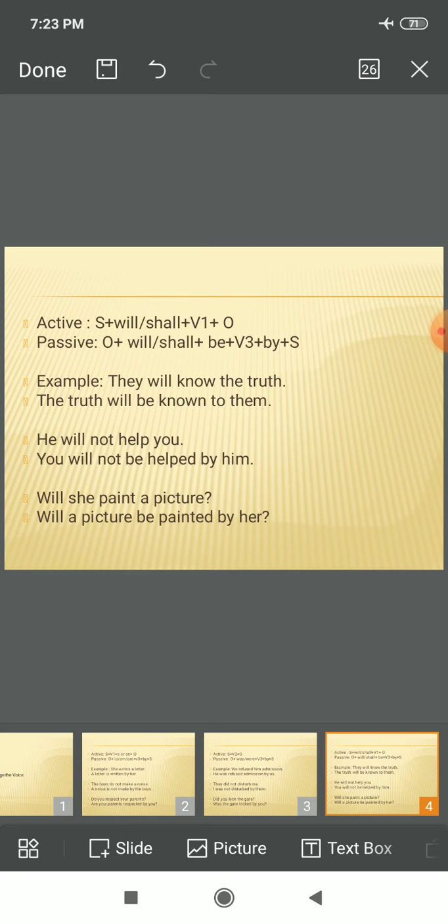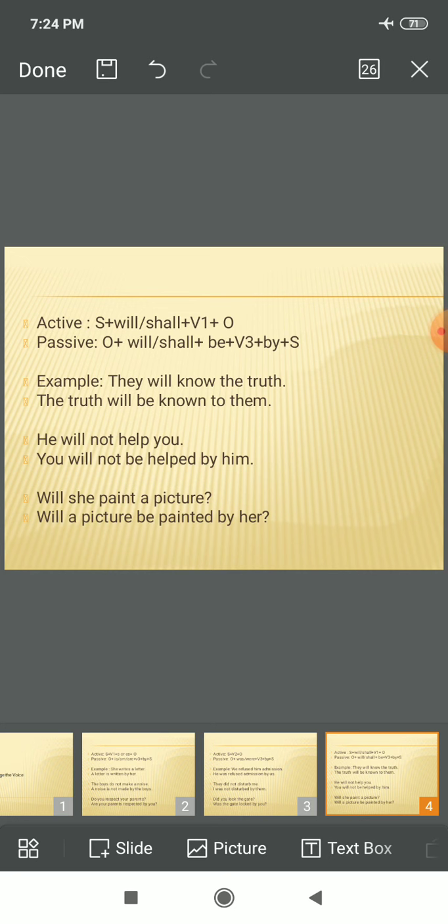Whenever we are dealing with sentences of future tense, subject is there, will or shall is there, verb's first form is there plus object. With will or shall, verb's first form is attached, right? Whenever there is active. In passive, will or shall will be changed into will be or shall be plus third form of verb, and object and subject will interchange their places, right? See the example. They will know the truth.